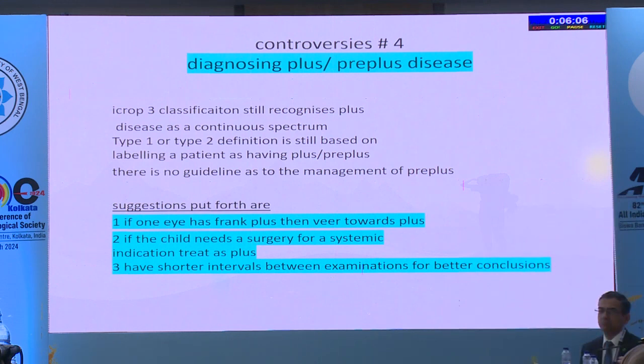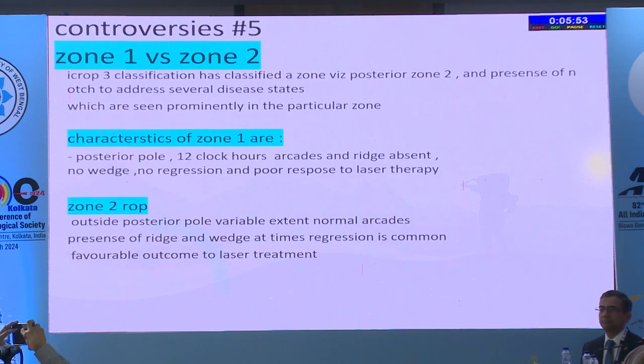So what are the suggestions given? If one eye has frank plus, then veer towards plus. If the eye needs a surgery for a systemic indication, treat as plus. Have shorter intervals between examinations for better conclusions.